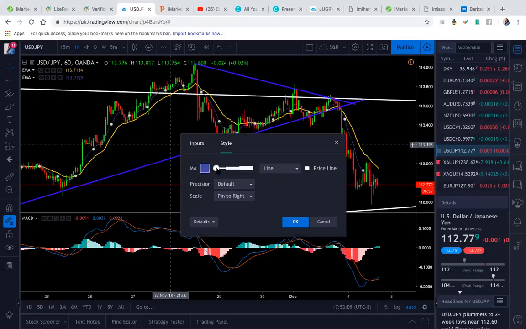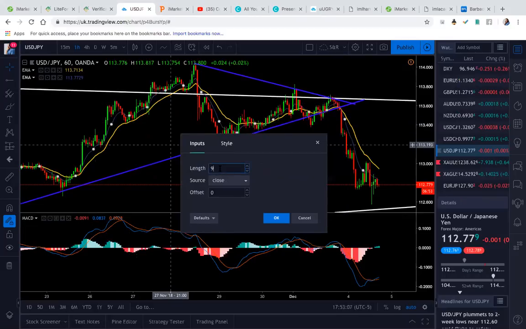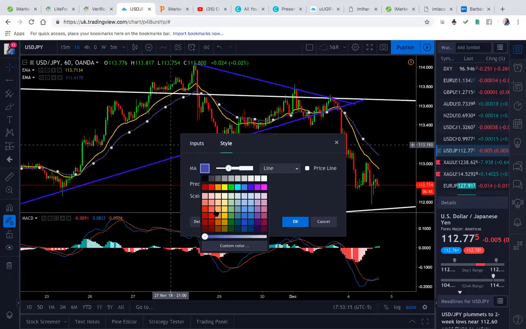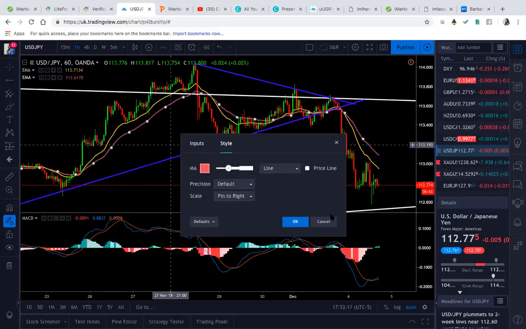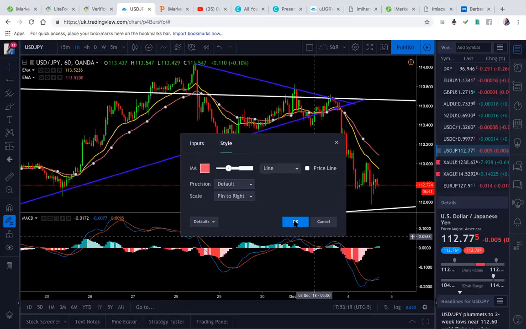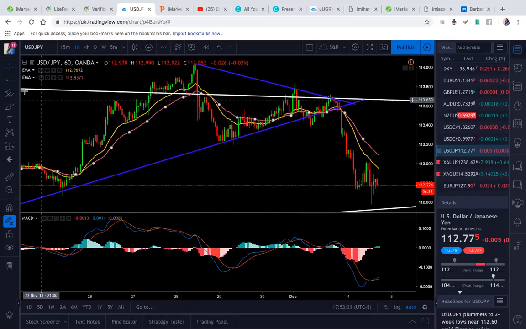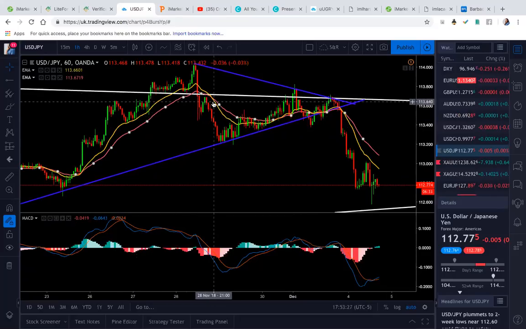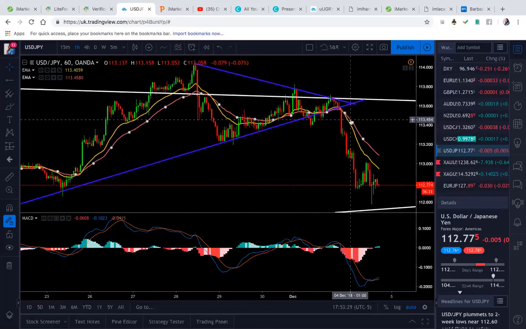For the second EMA, I'm going to change the length to 35. Style. Remember to change the colors. Right, and click OK. So now we have a 20 moving average line, which we have here in yellow, and a 35 moving average line, which we have here in a type of pink, right?